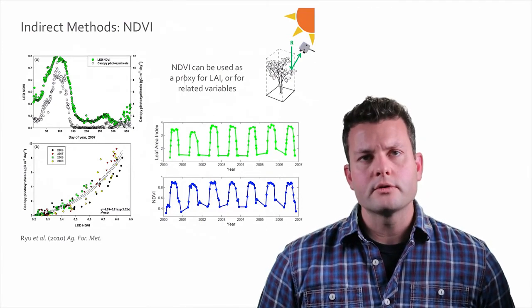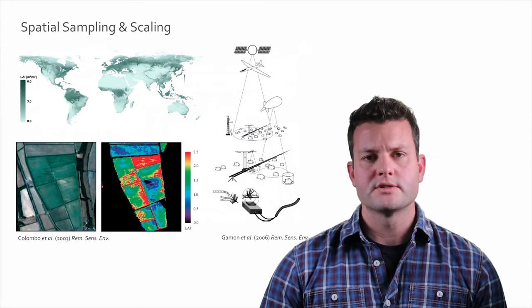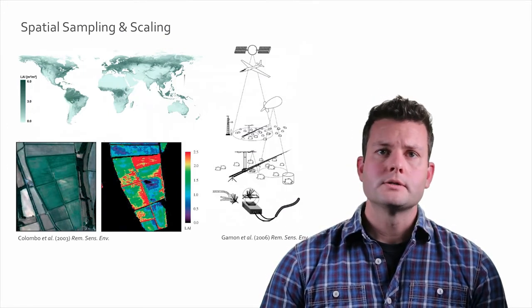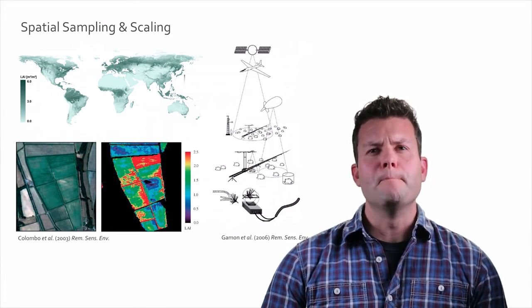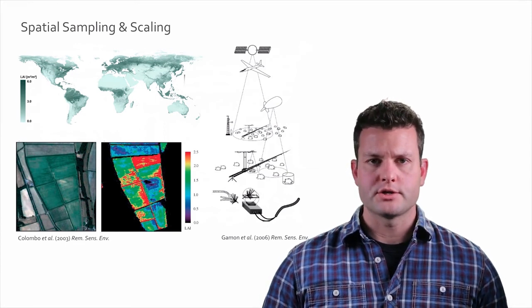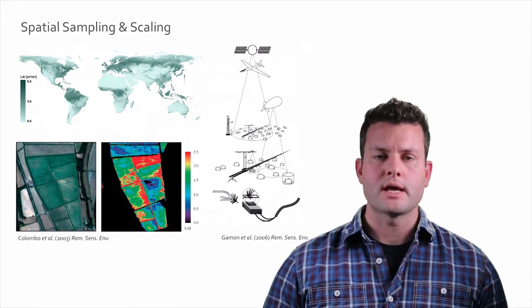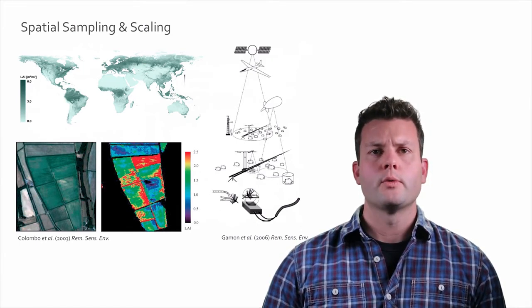Okay, so we've covered the methods, the direct and indirect methods. A few other considerations I'd like to cover. The first is sampling and scaling. So I don't want anybody to have the impression that you just go out and you measure LAI in one place and you get that one value and that's representative of the whole canopy. That's not the way it works.